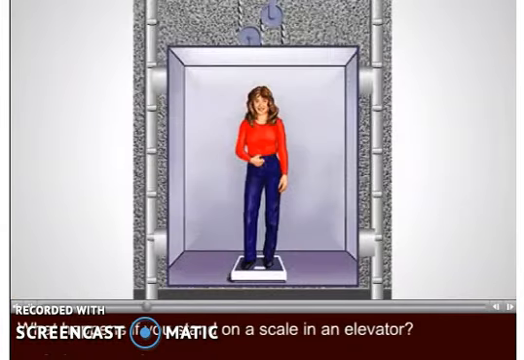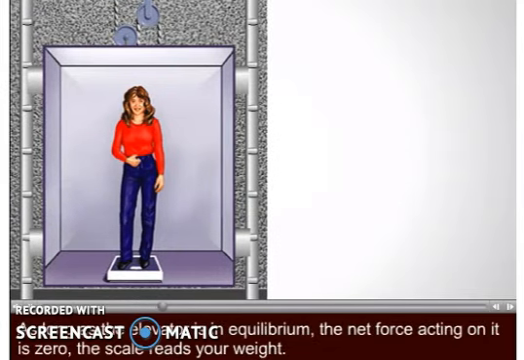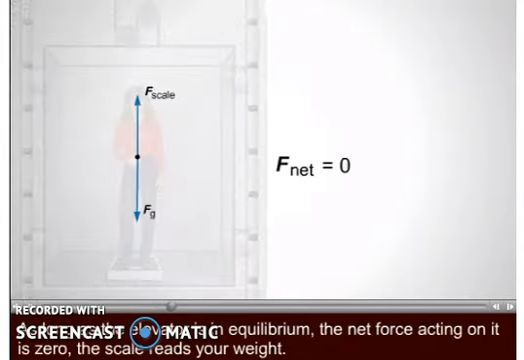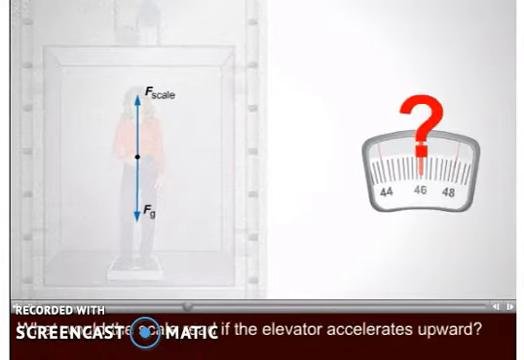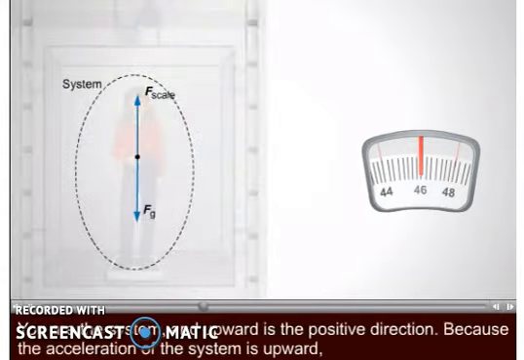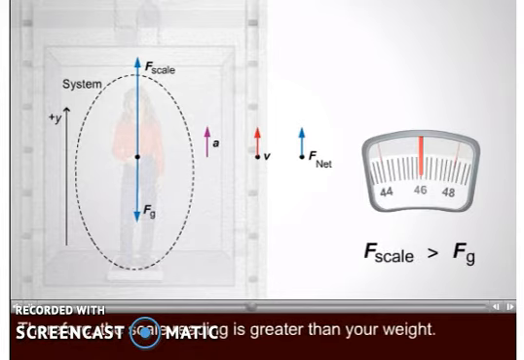What happens if you stand on a scale in an elevator? As long as the elevator is in equilibrium, which means the net force acting on it is 0, the scale will read your weight. What would the scale read if the elevator accelerates upward? You are the system, and upward is the positive direction. Because the acceleration of the system is upward, the upward force of the scale must be greater than the downward force of your weight. Therefore, the scale reading is greater than your weight.